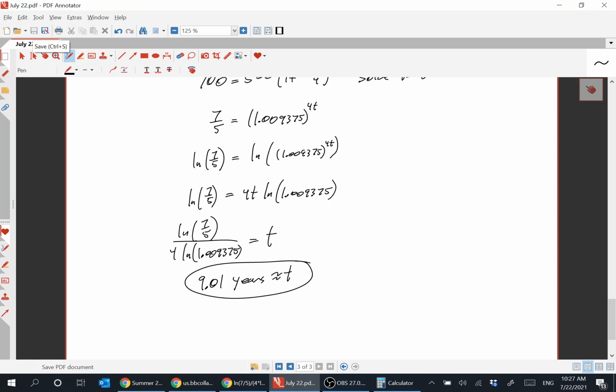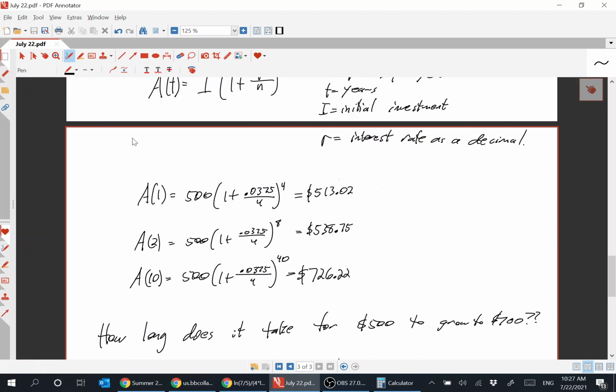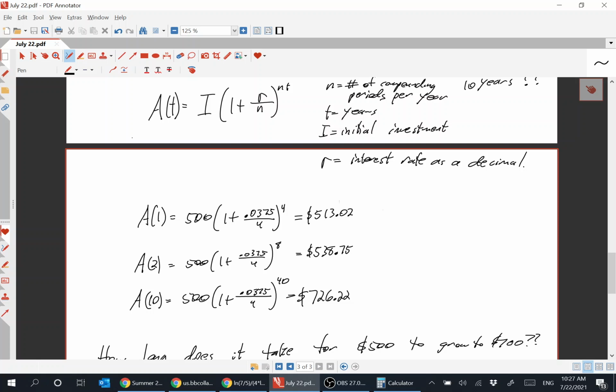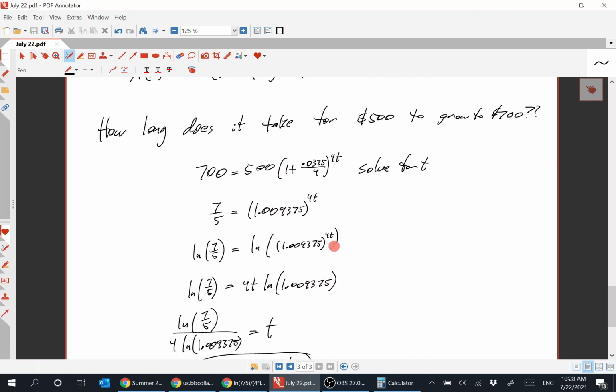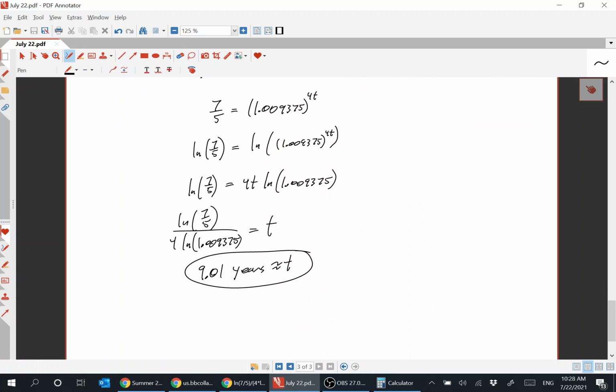Notice that the answer makes sense. That is our expectation. We looked at the growth of that investment over some number of years, 1 year, 2 years, 10 years, and we see that at 10 years it grew to 726, and after 2 years it was like 538. So we expect that the value of the investment reaches $700 before 10 years, somewhat close to the 10th year, but before that. And the answer we came up with here is 9.01, so that makes sense.